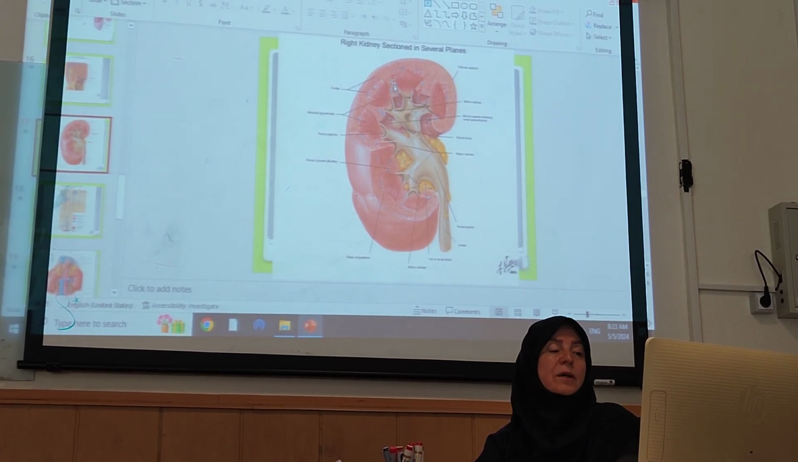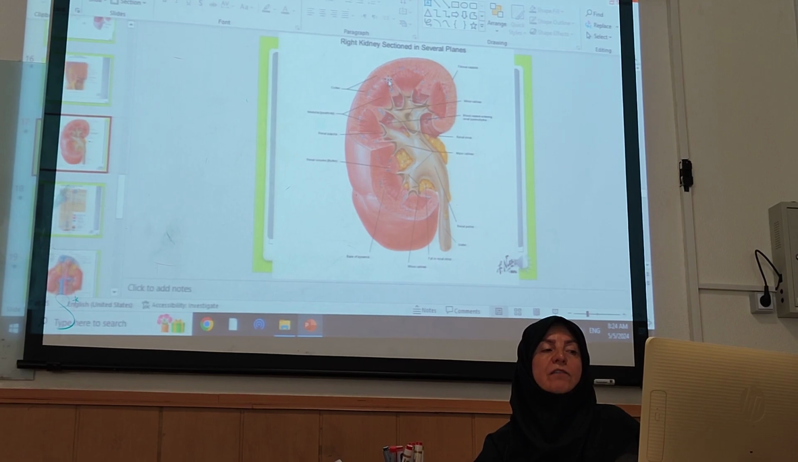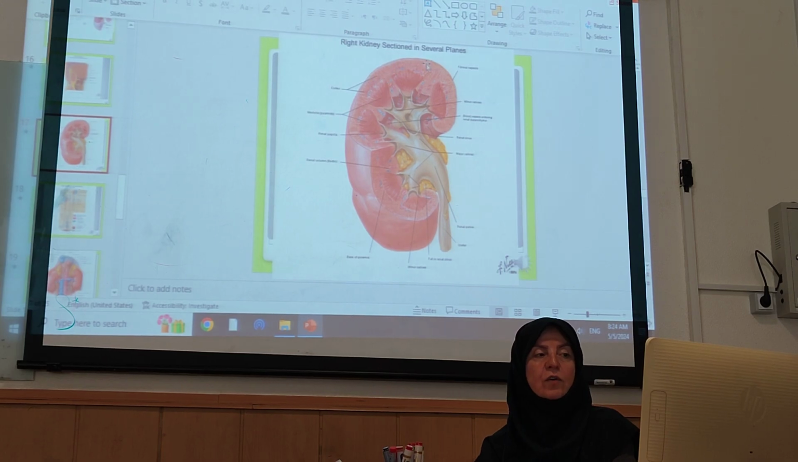And what about this? No, it is not pyramid. Isn't this the whole part of the cortex, which divides between the different pyramids? Some part of the cortex is here, but between the renal pyramids, you can find the extension of this cortex that we call the renal column. This is the extension of the cortex between the renal pyramids.